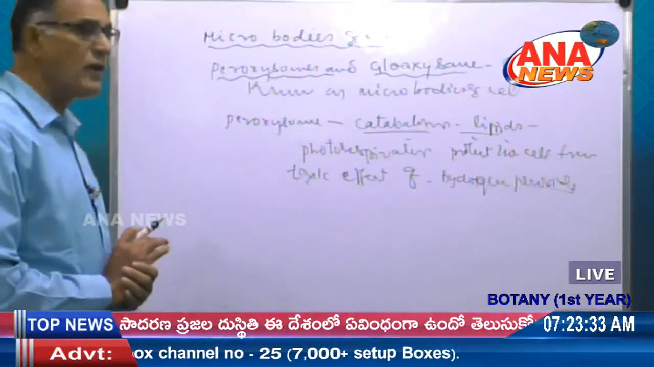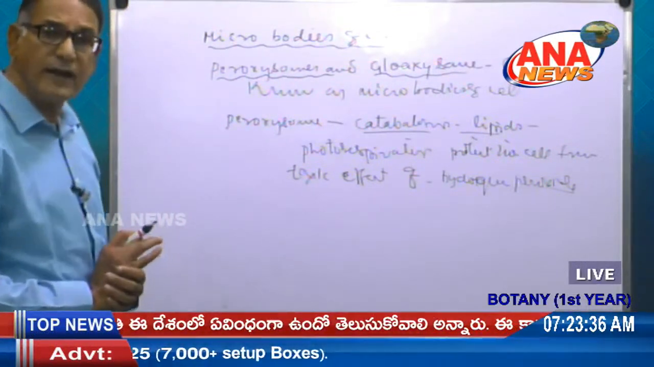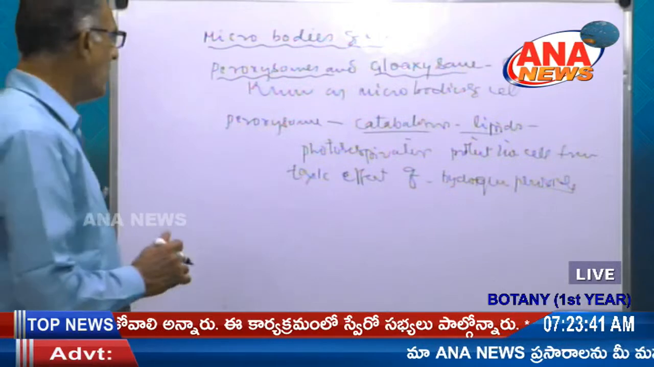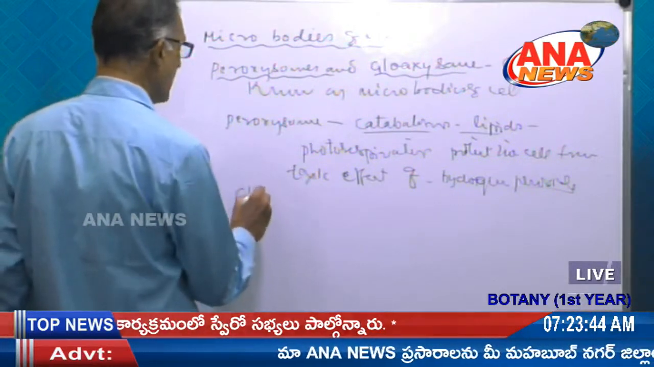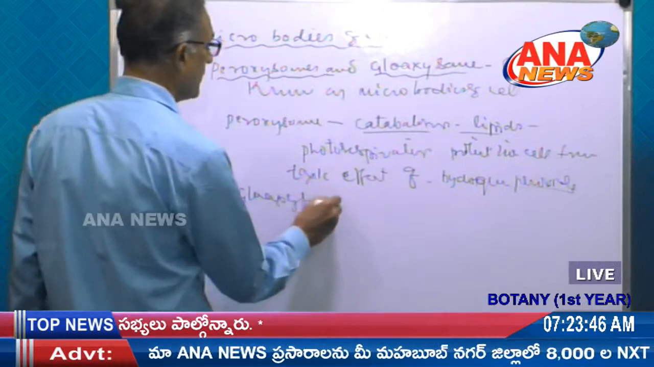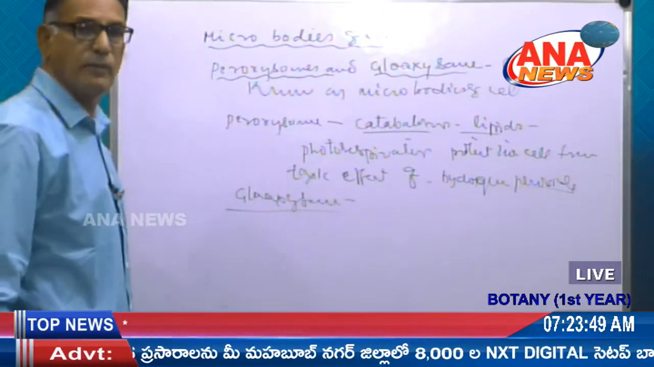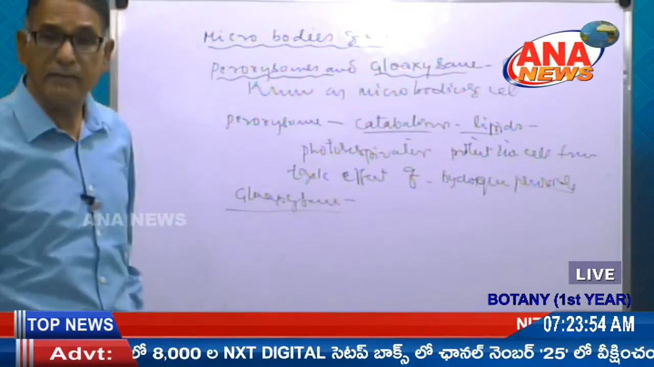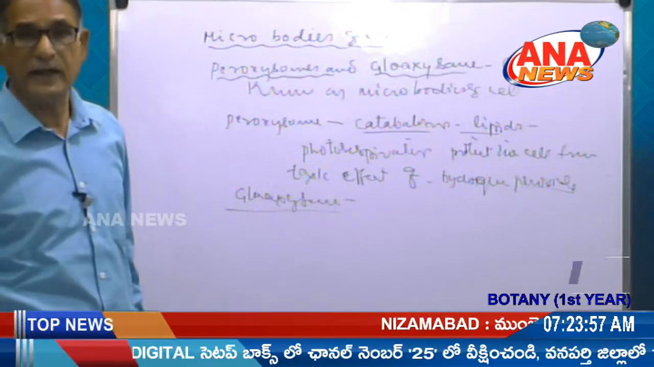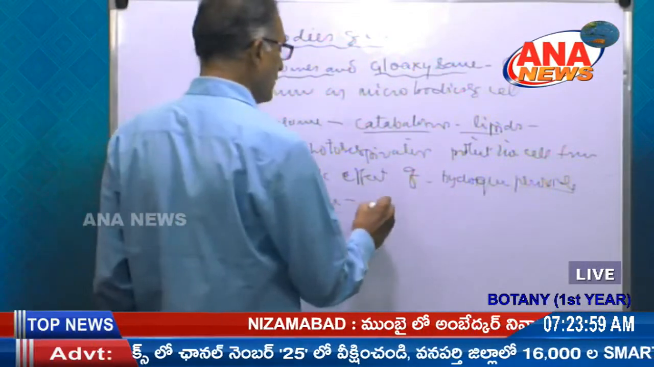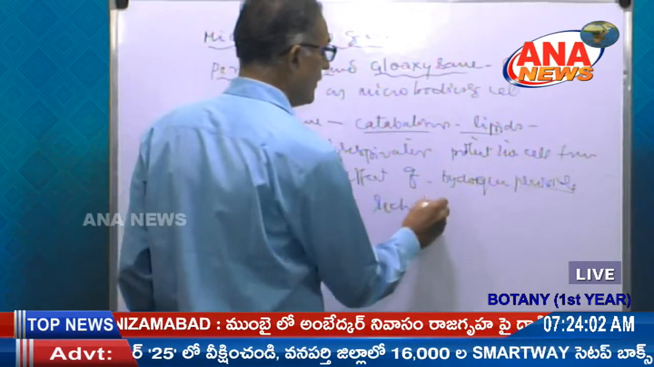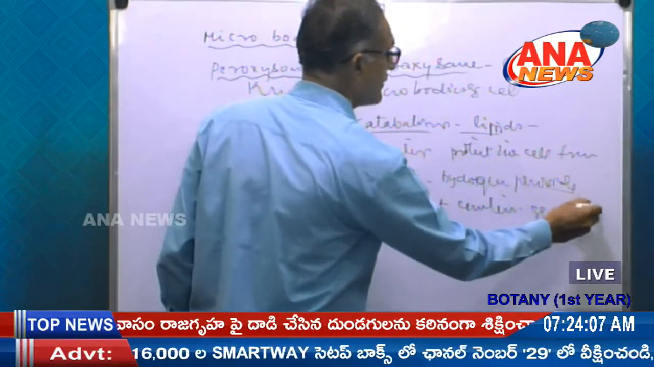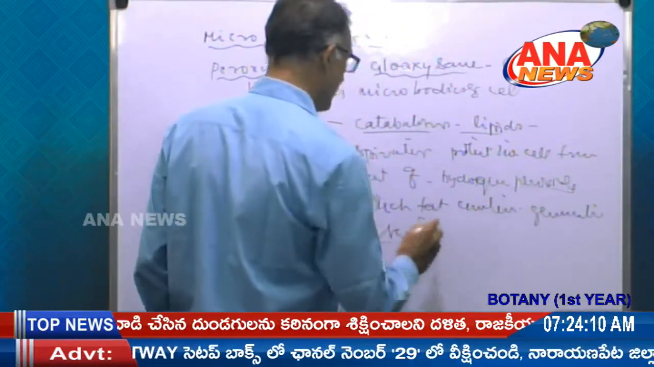Then, glyoxysomes are present in which parts? The glyoxysomes are present in fat-rich germinating seeds. Example, castor.